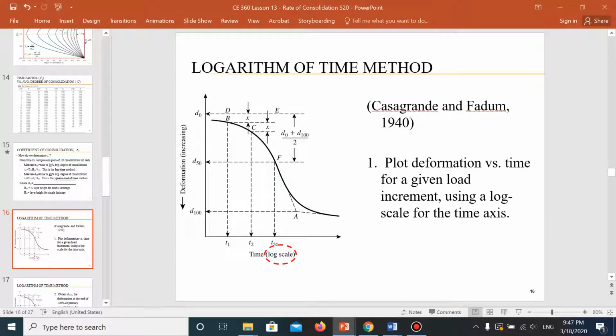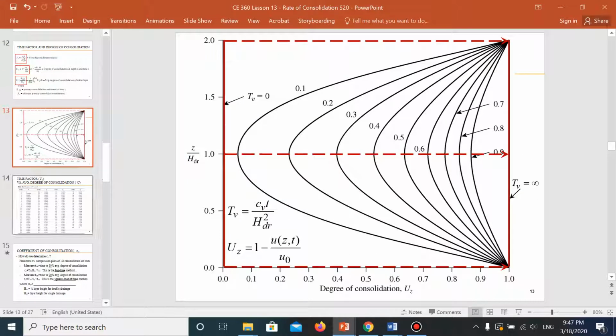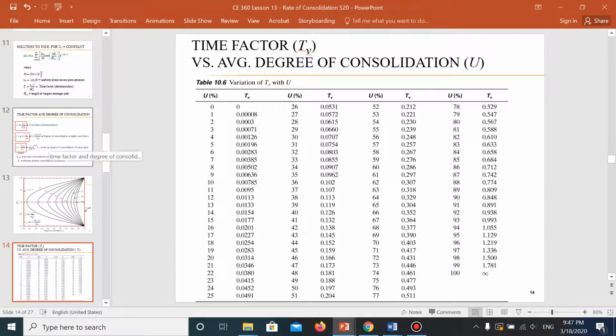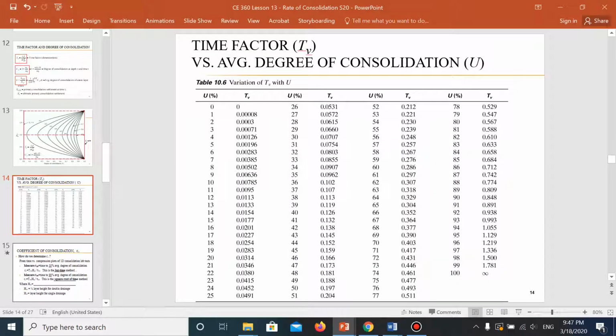Okay, let's record another 15 minutes to finish up this lecture on the rate of consolidation. So we have gone through the three equations here, and you know how to calculate TV, UV, and UZ based on the figure and table. In the next lecture we will talk about more calculation examples, but for this lecture, just knowing how to use the figure and table is enough.